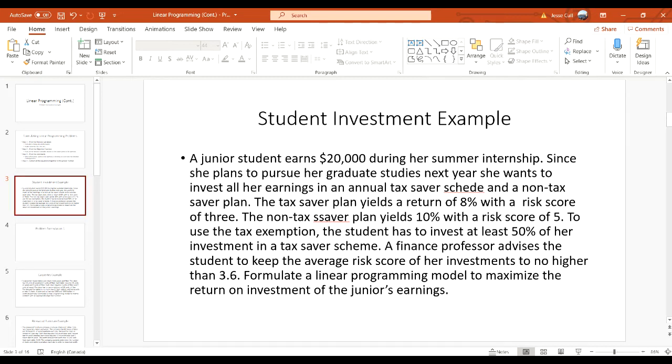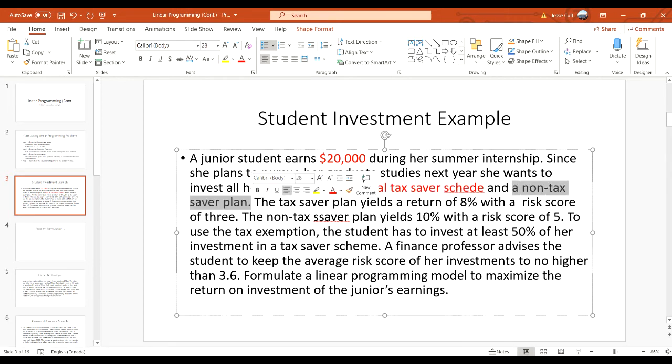Let's highlight our key information. So maybe 20,000 is important. We're not sure yet. She wants to invest all her earnings in an annual tax saver scheme and a non-tax saver plan. Well, right here, we probably know we've found our decision variables, but let's continue reading for right now.